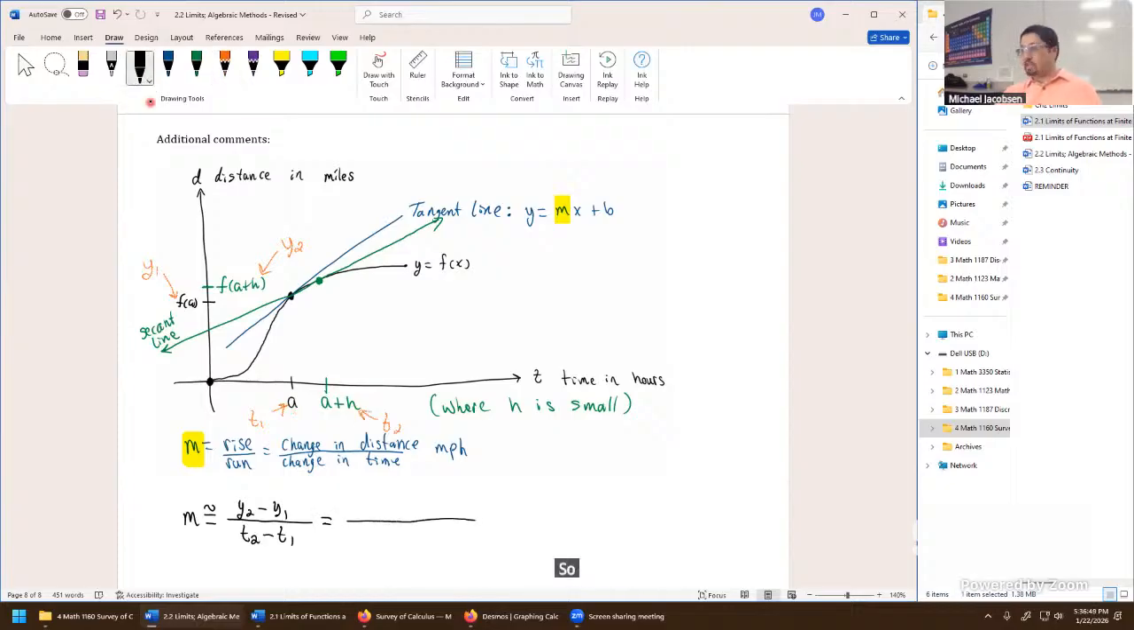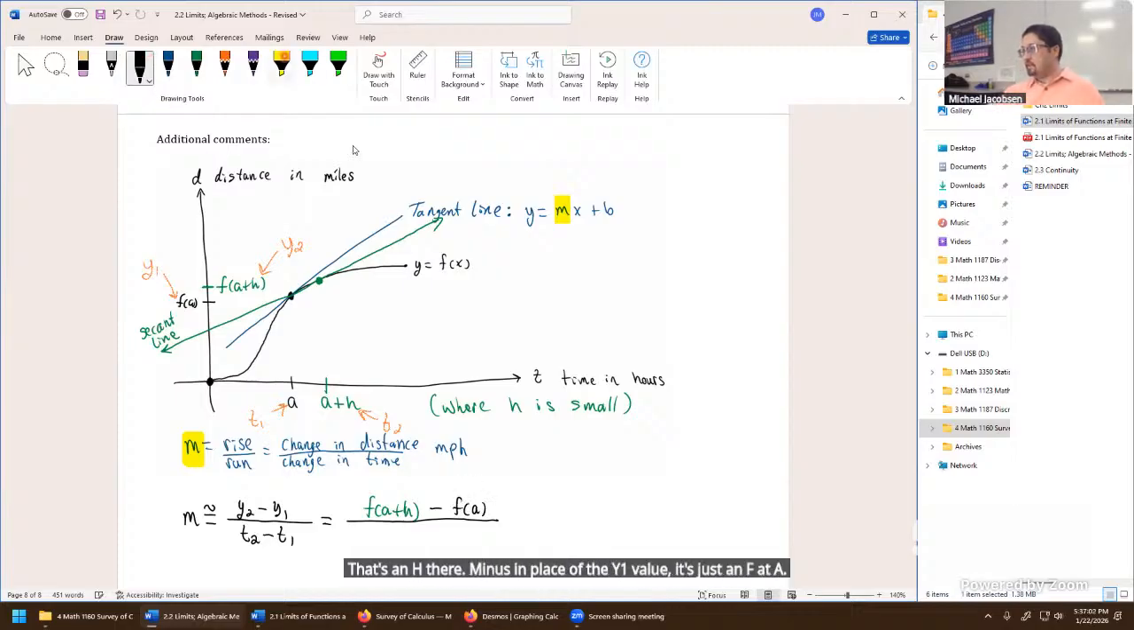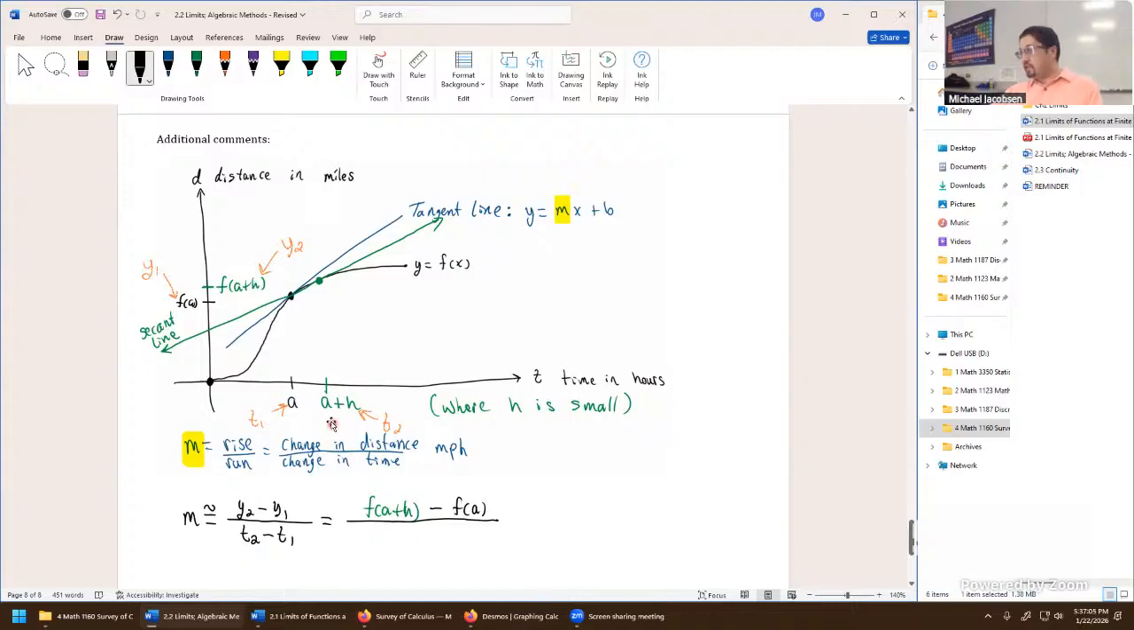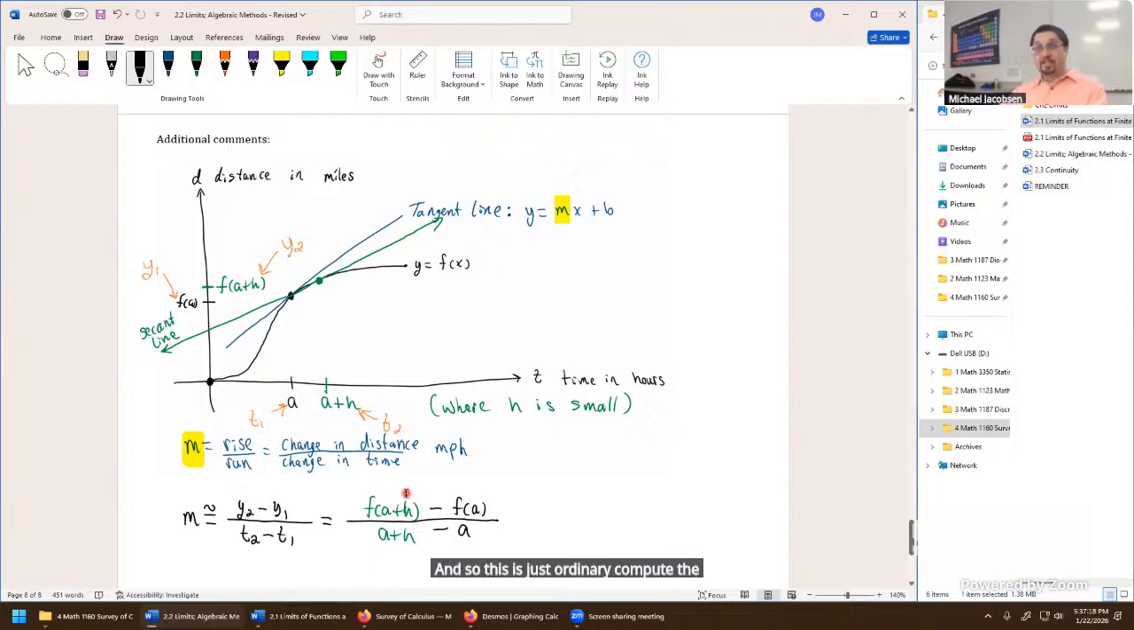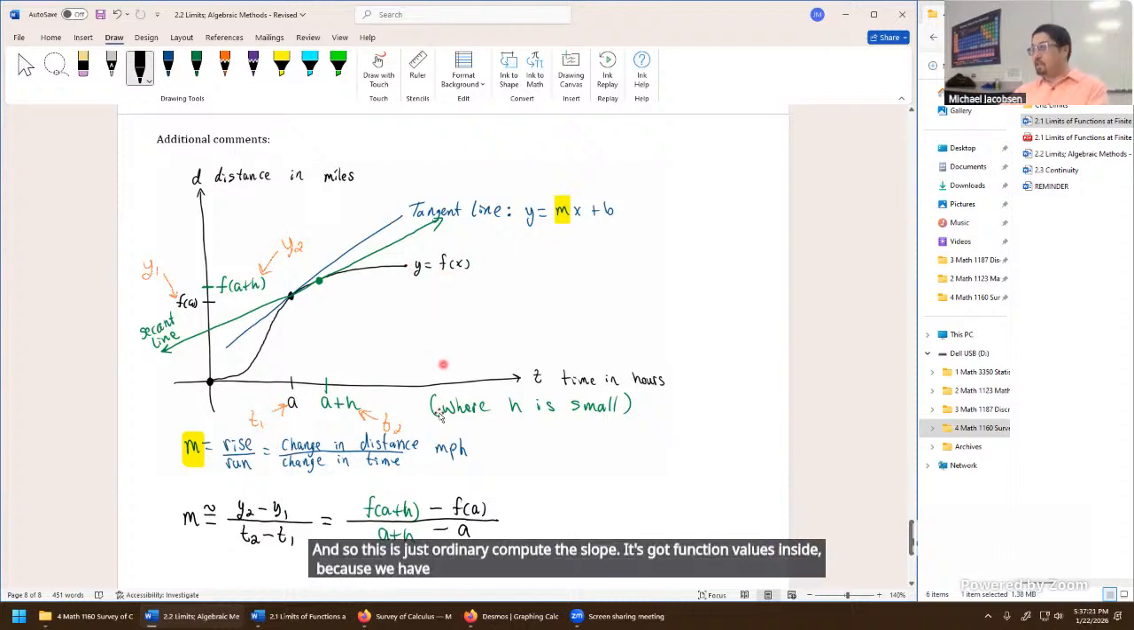So this will turn into, in place of y2, the f at a plus h. Minus, in place of the y1 value, it's just f at a. Now for t2, that's going to be a plus h, minus the t1 value, which is just an a. And so this is just ordinary compute the slope. It's got function values inside because we have a function we're working with.